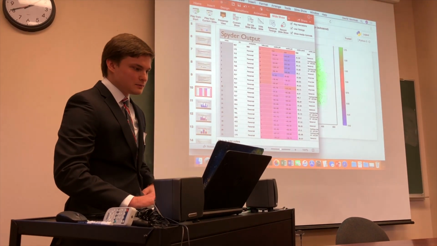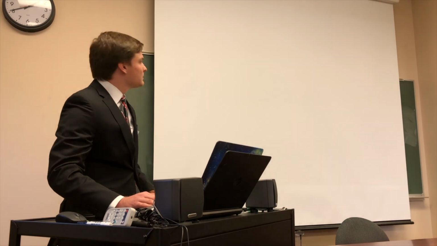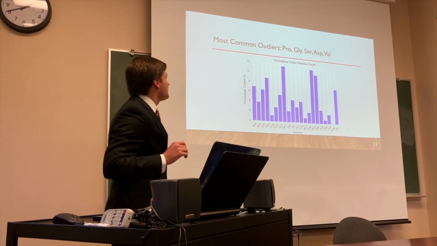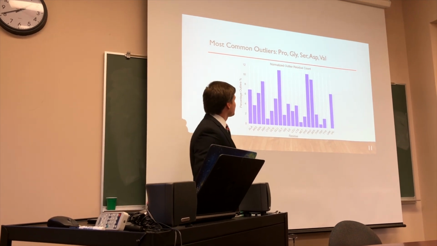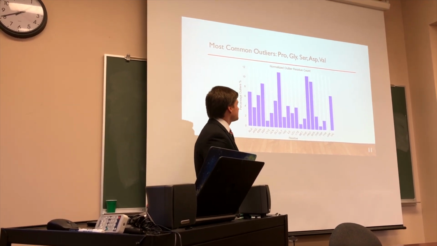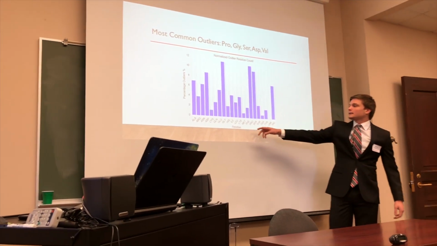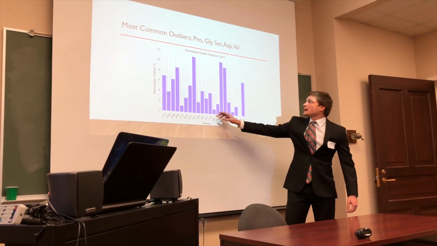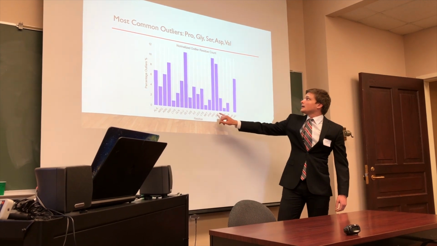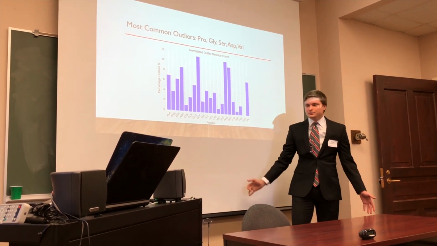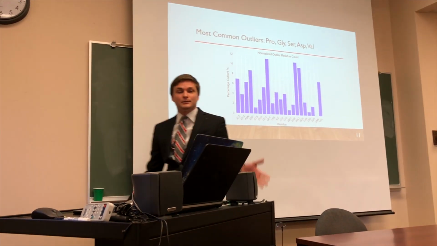So, going back, we saw this graph already, and we determined that the most common outliers included proline, and we had glycine here, and then we had serine, and aspartic acid, and valine. So those were our top 5 most common residues.